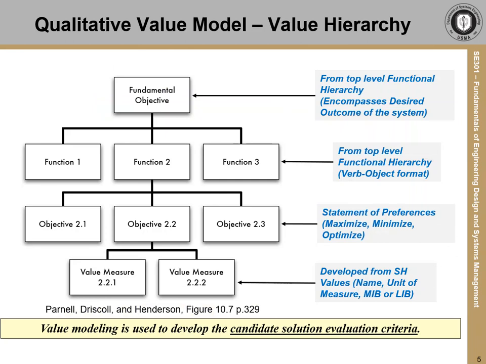Let's review the value hierarchy. At the top, the fundamental objective represents the desired outcome of the system. The second level is the functions that the system must perform to achieve the fundamental objective, and these functions are expressed in verb-object format. At the next level, one or more objectives are associated with each of the value functions. These objectives express the preferences of the stakeholders as to what the function should accomplish. Finally, each objective has one or more value measures, also known as measures of performance, that are ways of assessing how well a solution is accomplishing an objective.